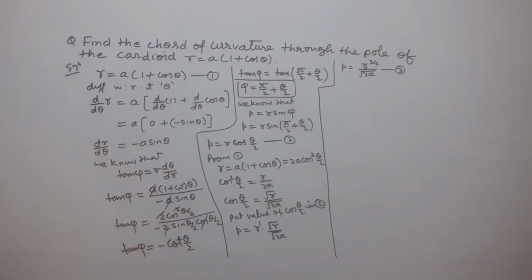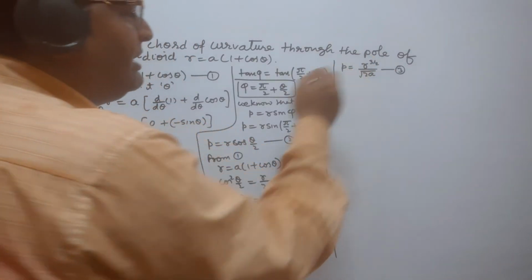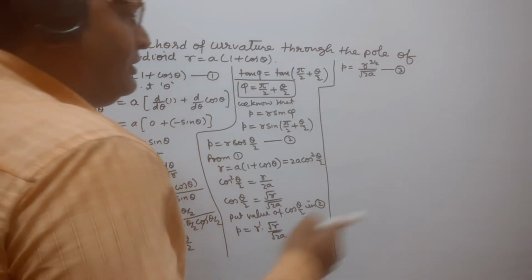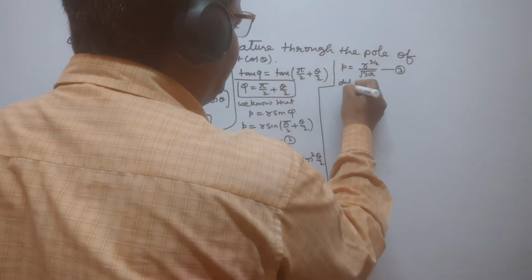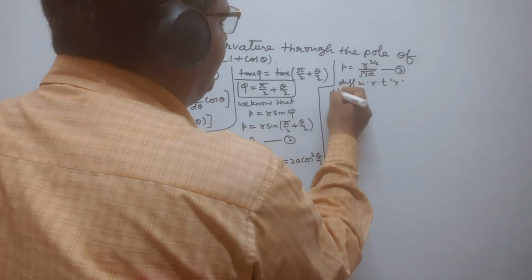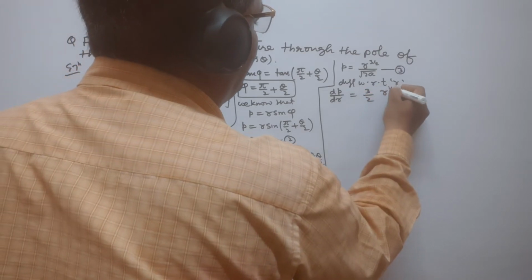So we can see here the given equation is polar equation because this is in the terms of r and theta, and this equation in terms of r and p, so this is the pedal equation. Here we convert polar equation into pedal equation. So now we differentiate with respect to r. So we get here dp upon dr is equal to 3 by 2 r to the power 1 by 2 divided by root 2.